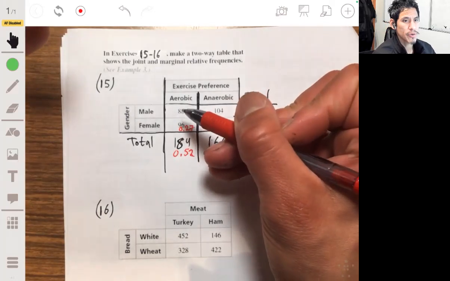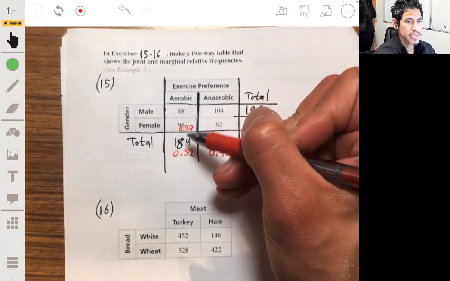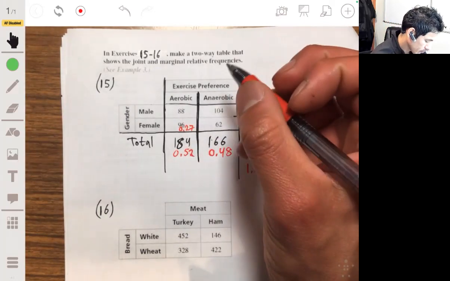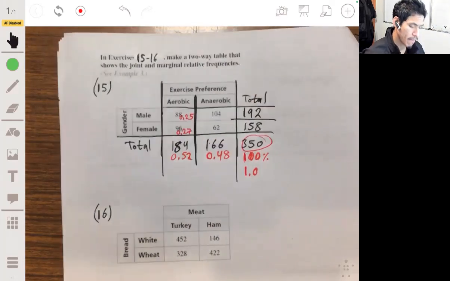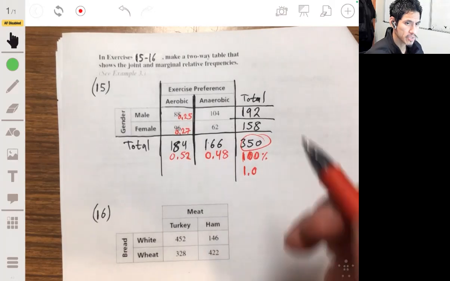Then it's like, what would go here? Well, what number plus 0.27 gives you 0.52? That'll be 0.25 or 25%. And we just work our way through.